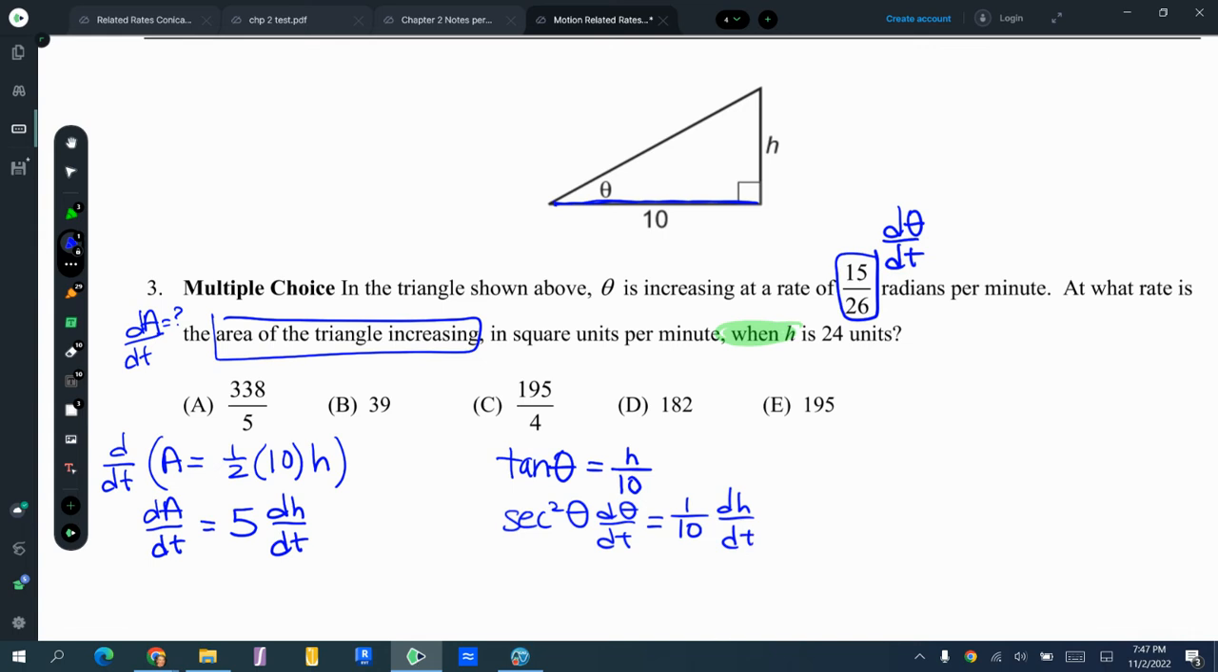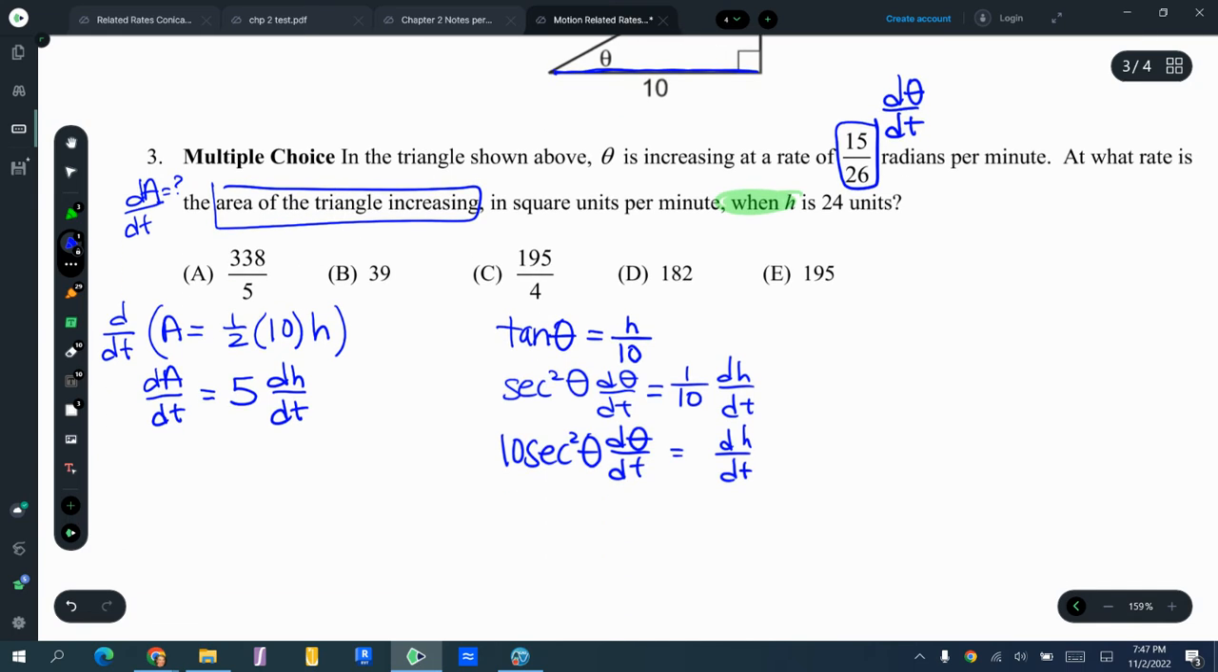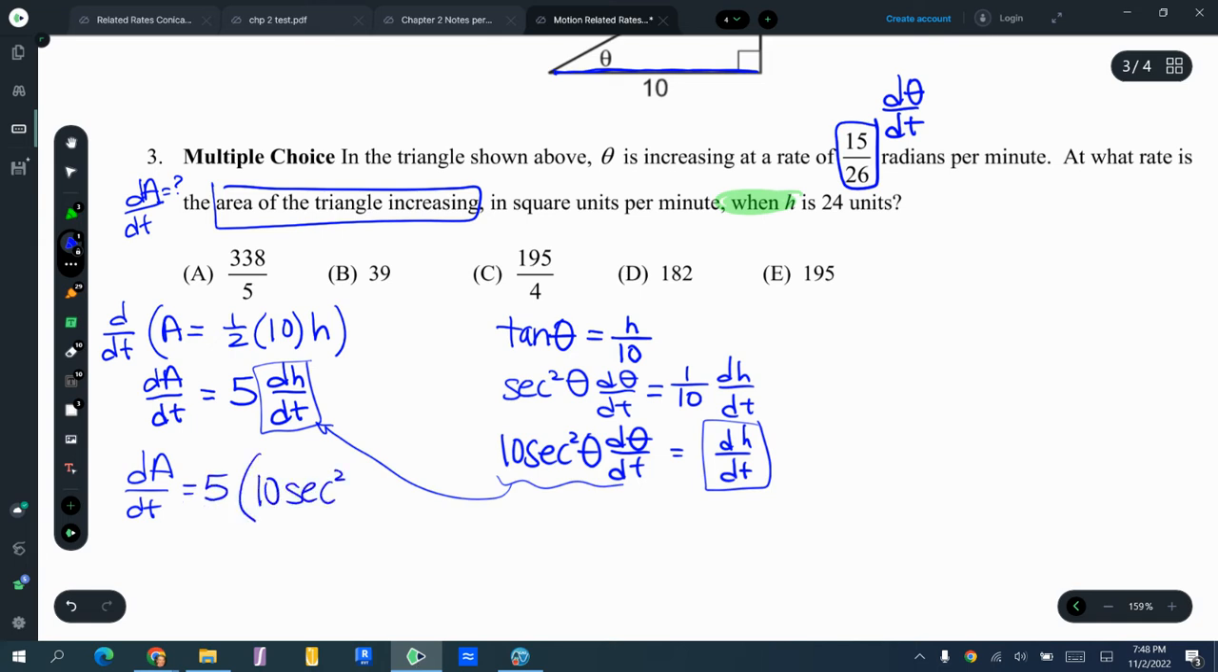All right, so I can solve for my dh/dt. It's just going to be 10 times the secant squared of theta, d theta/dt. All right, now how does that help me? Well, I can take that dh/dt and I can substitute that entire value up in here, because now I'm going to have dA/dt in terms of only the thetas. So let's go ahead and do that. dA/dt is going to give us 5 times 10 secant squared of theta. We'll get to that in just a second, d theta/dt.